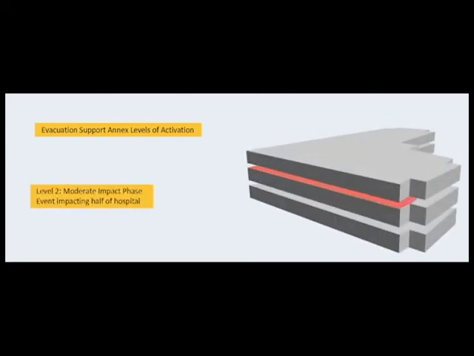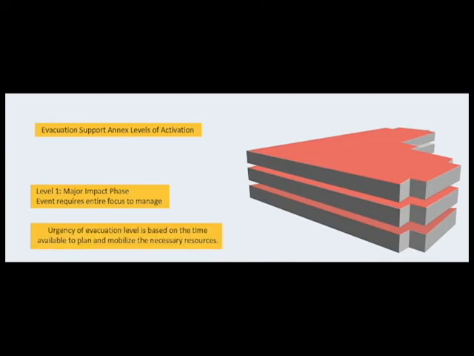Level 2, a moderate impact phase, for an event that is impacting about half of the hospital, while the other half is able to continue normal operations. And Level 1, a major impact phase, for an event that requires the entire focus of the organization to manage. The evacuation levels of activation are designed to correspond with the overall EOP levels, and they are selected based on the projected impact that the particular evacuation would have on the hospital. The urgency of the evacuation level, planned, urgent, or emergent, is based on the general amount of time available to plan for the evacuation and mobilize the necessary resources.